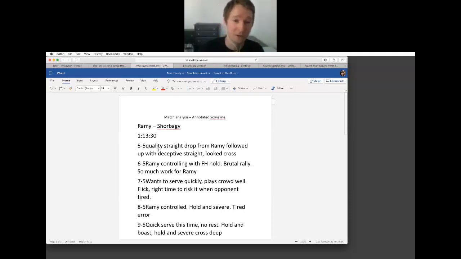What I've tried to do is write a pretty simple sentence of what happens on each rally. The thing that stands out to me might not be what won the rally. You can see Rami controlling with forehand hold, brutal rally, so much work for Shabagi, that's supposed to read, actually. Then Rami wants to serve quickly after a really hard rally, but the crowd are too noisy, so he's trying to quieten them down. Then he uses a flick at the right time, in my opinion, when he's got his opponent tired. I don't want to give too much of the match away.